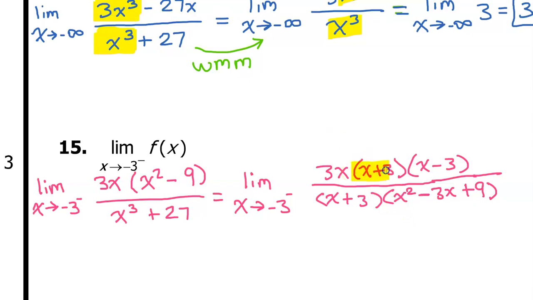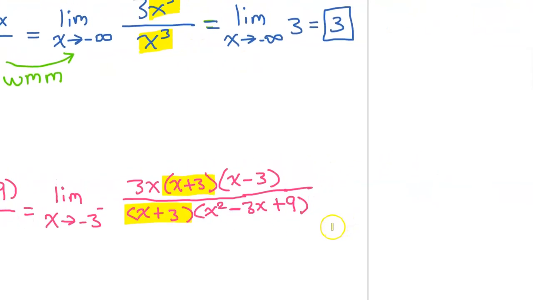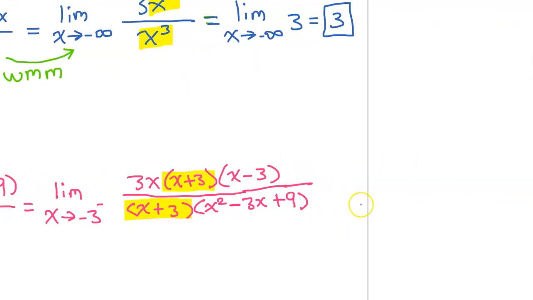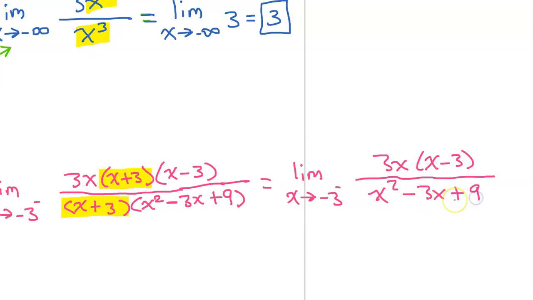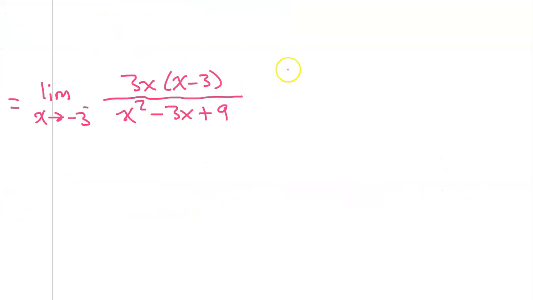Now notice that we have a common factor in the numerator and the denominator. So we can cancel these out without affecting the limit. So this will equal the limit as x approaches negative 3 from the left of 3x times x minus 3 over x squared minus 3x plus 9. At this point, we can just do direct substitution.